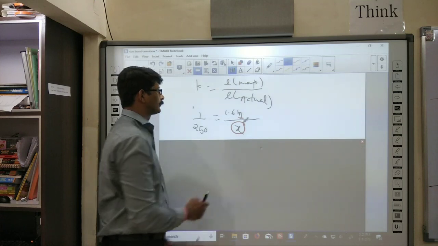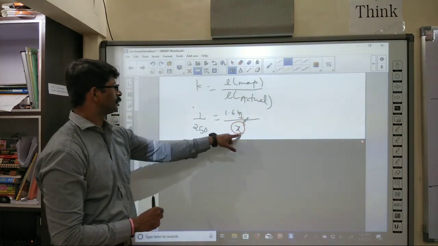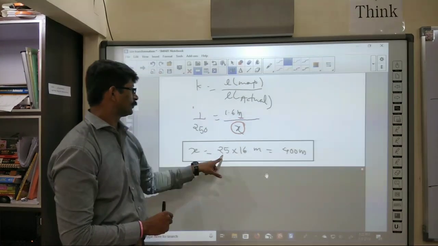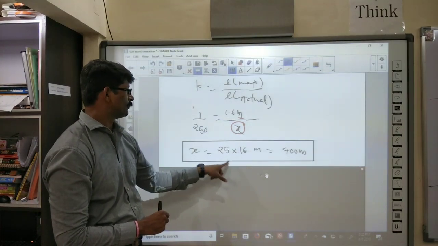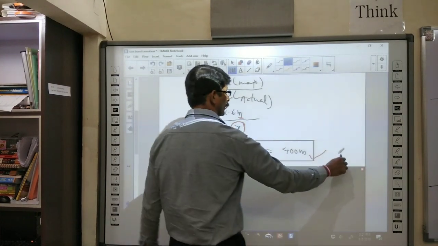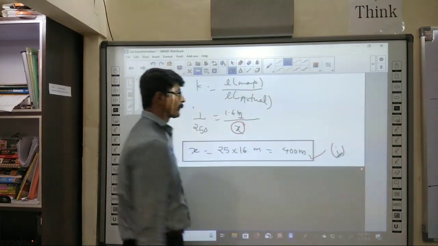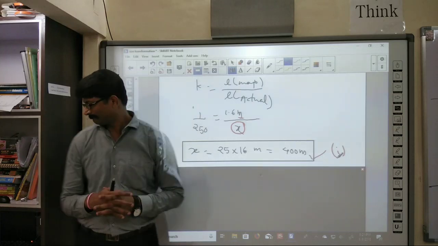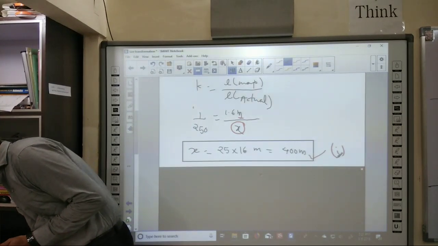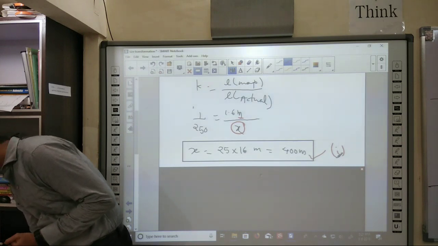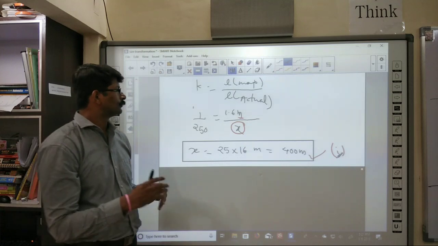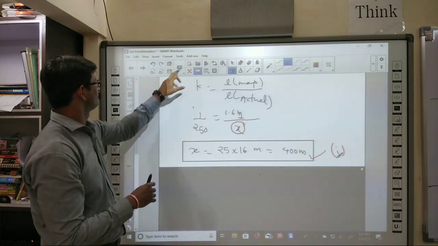So let's say that is x. So how do we calculate this x? x will go to the other side, 250 into 1.6. So that is 25 into 60, which is 400 meters. So this is our right answer, 1 mark. I hope you have understood till here. Okay, so what's the second part of the sum?